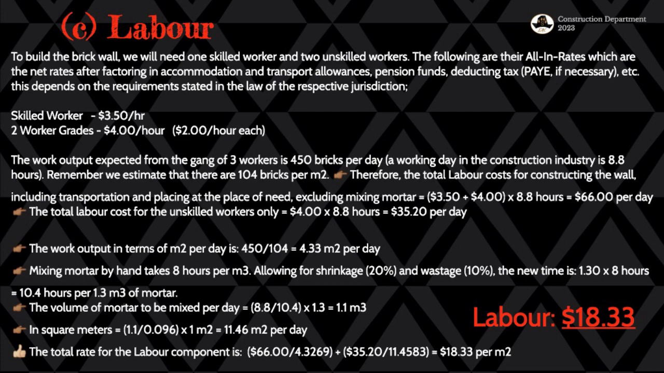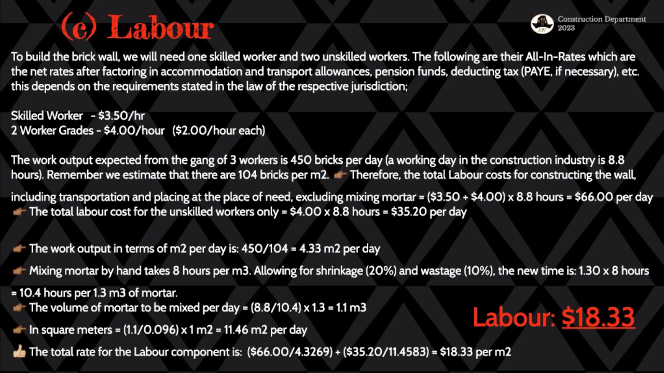And then we say the 1.1 cubic meters. Right, now we are looking for the square meters. So we're using cubic meters, but remember our final rate is supposed to be dollars per square meter. So we need to convert from cubic meters to square meters. We say 1.1 cubic meters divided by the cubic meters of mortar per square meter, which is 0.096. I think you can remember that from the previous calculations.